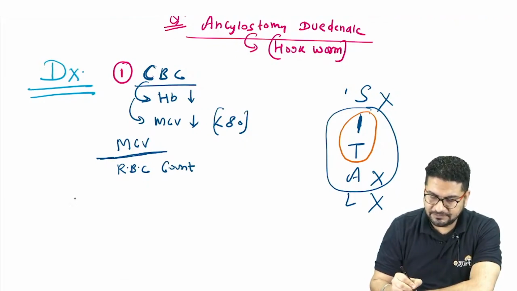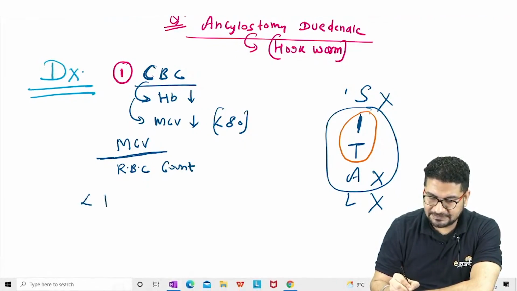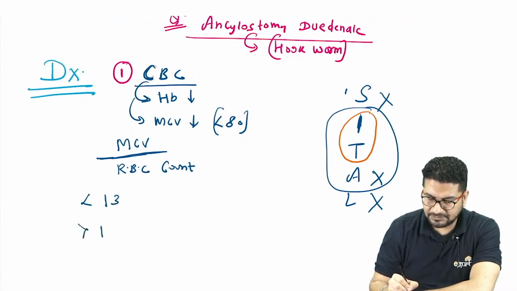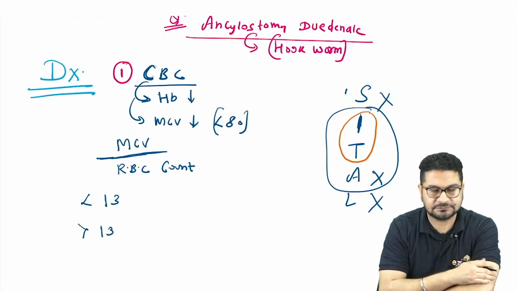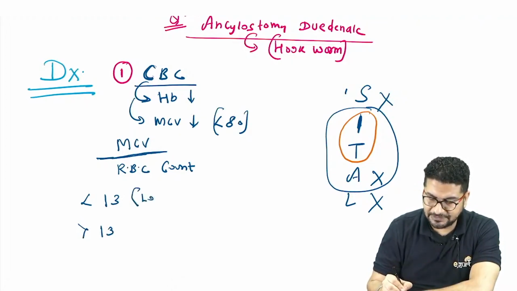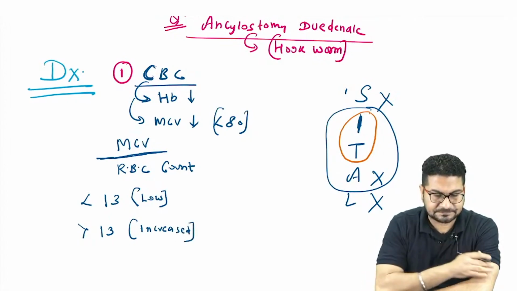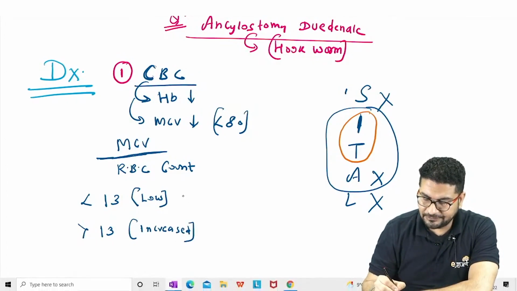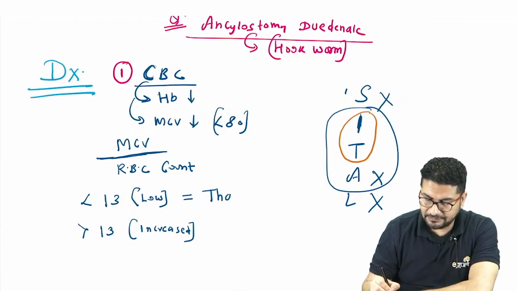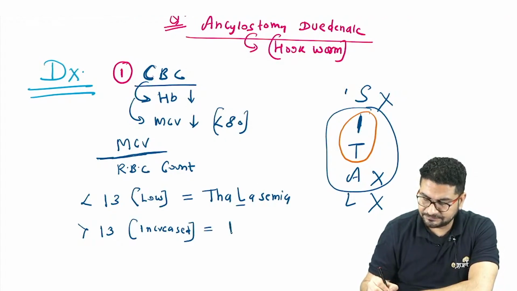RBC count. If you see values are coming less than 13 or more than 13. Values less than 13 means values are low. Values more than 13 means values are increased. Understand this: low values are seen in thalassemia, and increased values, more than 13, are seen in iron deficiency anemia.